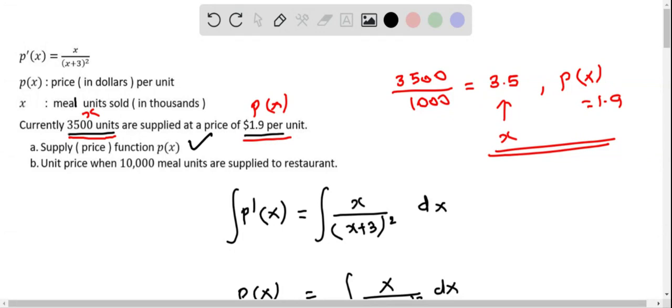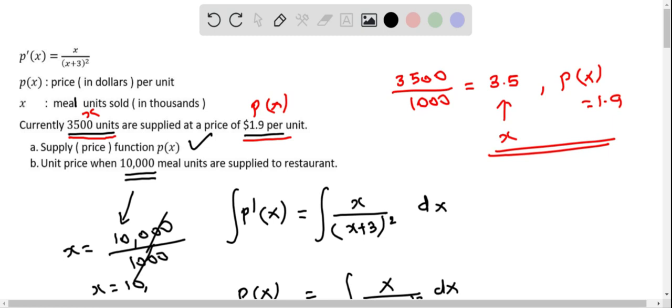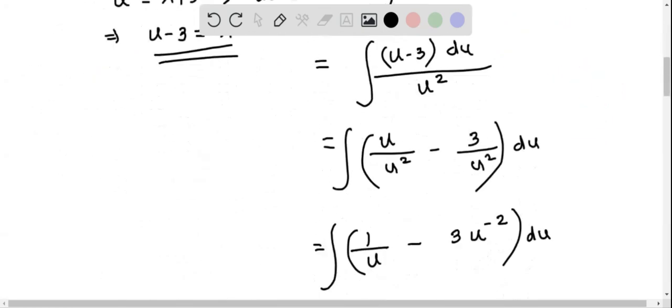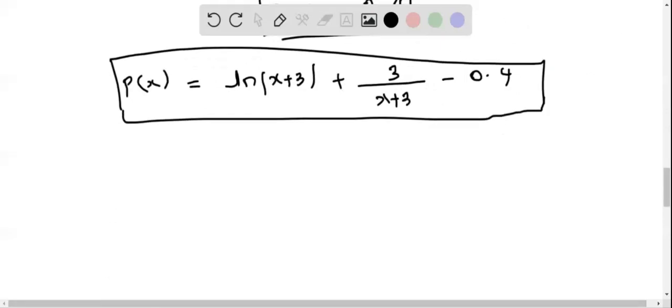We will now answer part B, which asks for the price when 10,000 meal units are supplied to the restaurant. So let's first convert this into thousands of x. So basically x equal to 10,000 divided by 1000, which means x equal to 10. So we have to find the price when x equal to 10. We just have to apply this into the P of x function. So we plug in x equal to 10 and find the corresponding P of x. That is, we have to find P of 10.